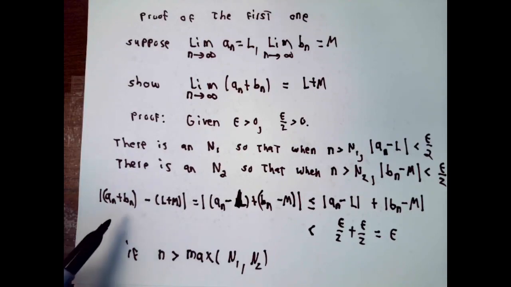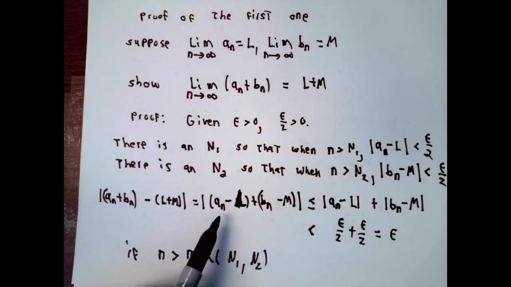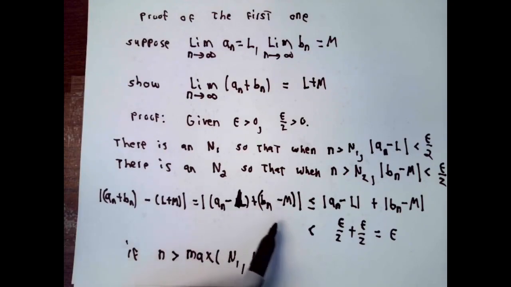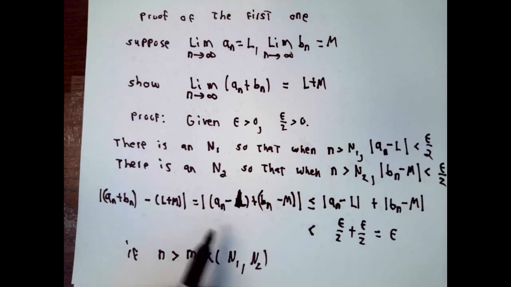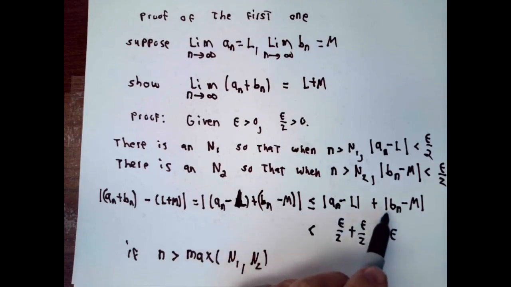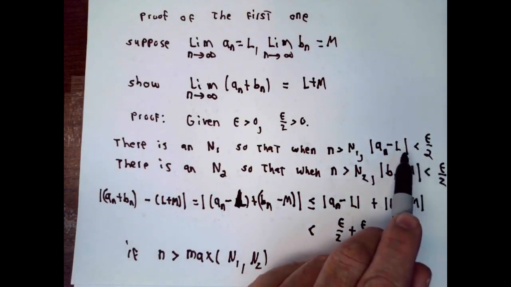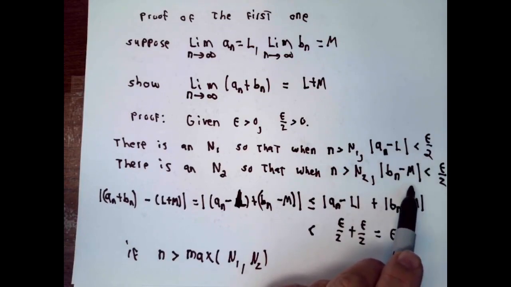So we look at the number an plus bn minus the number L plus M. I can rearrange this as the absolute value of an minus L plus bn minus M. Absolute values obey the triangle inequality. So this absolute value is less than or equal to absolute an minus L plus absolute bn minus M. If I choose my index to be bigger of the two numbers n1 and n2, then this inequality is true, and so is that one.